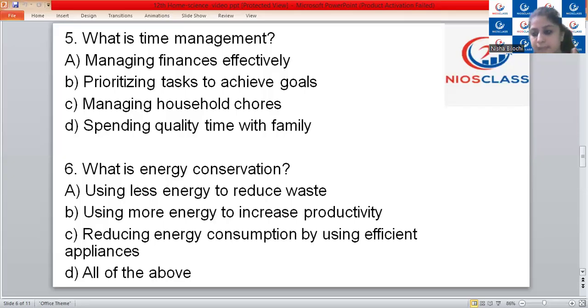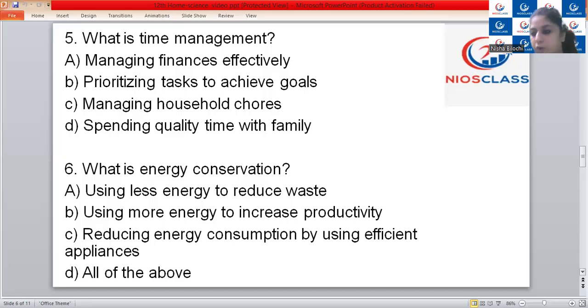So option number A goes out of our line. Okay. When you come on to option number C, it is more about the household thing, right? So time management is not only about the household thing. It is a way more broader concept. Okay. Fourth one, we have spending quality time with family. That can be considered, but still we have a good option, that is prioritizing tasks to achieve goals, right?